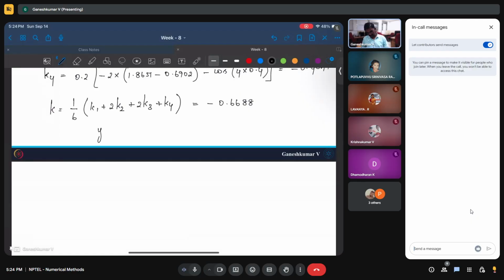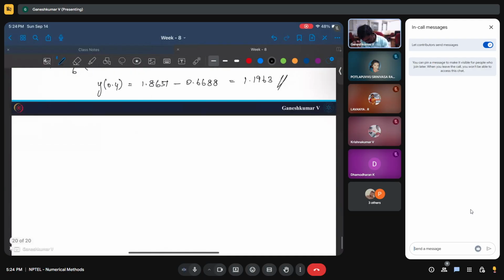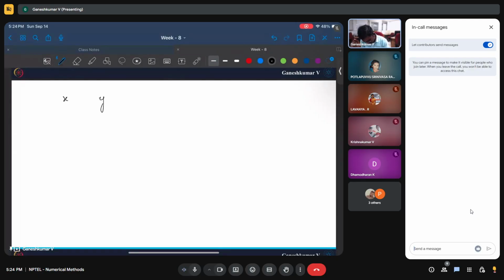And finally we can write y at 0.4 to be 1.8651 minus 0.6688, which is equal to 1.1963. This is what you get from RK4 integration after doing this for two steps when you take 0.2 as your step size. So let's write this down as a table. It will give a clear understanding.